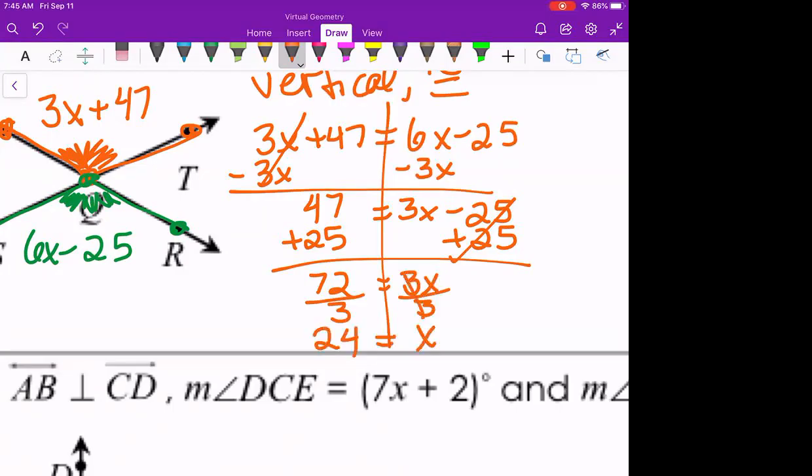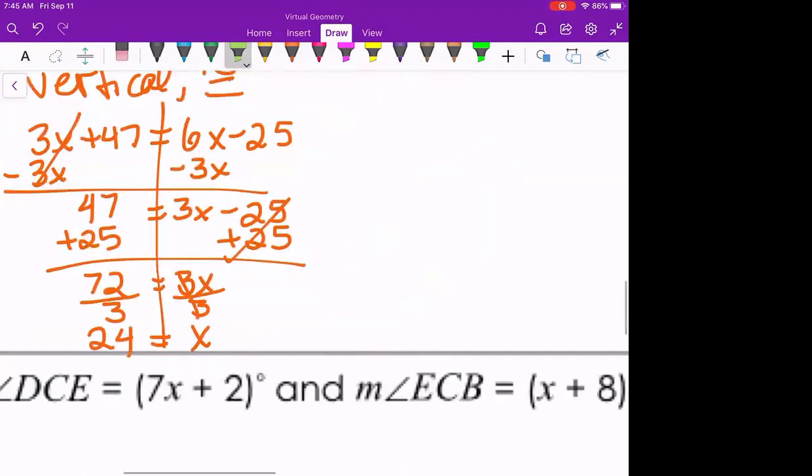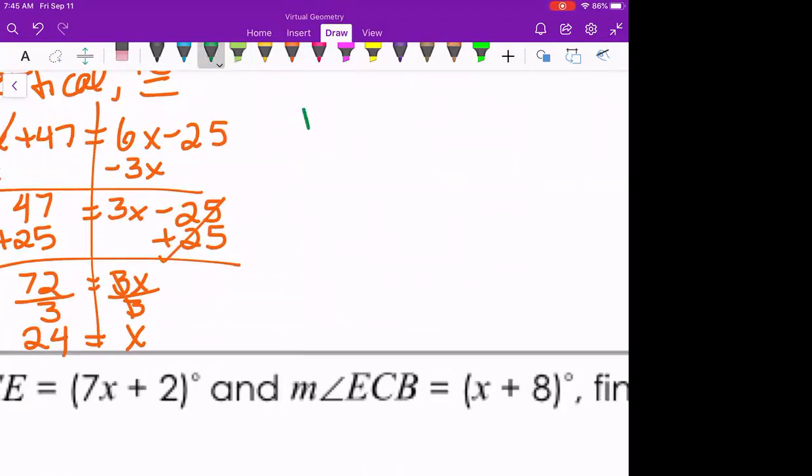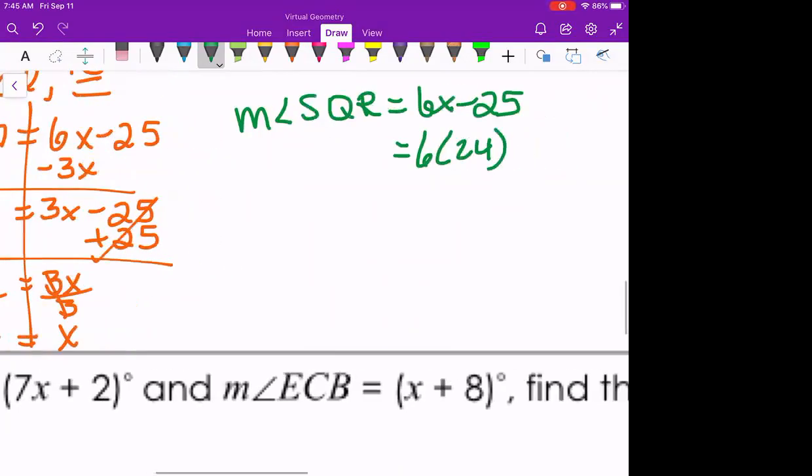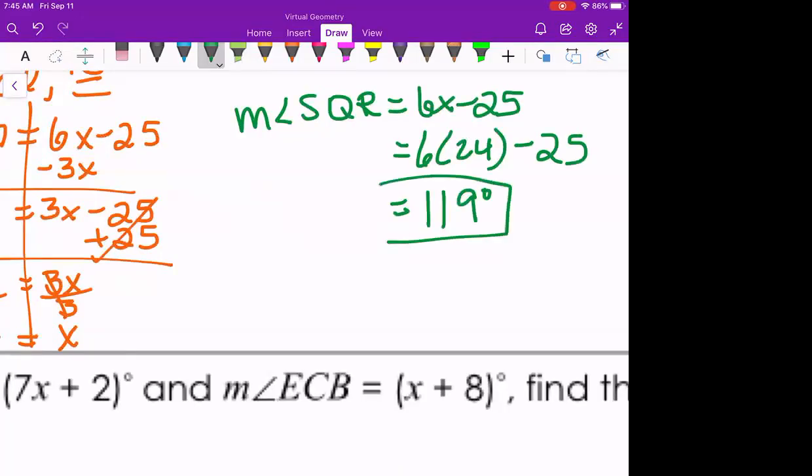Now we're not done, because again, the question wanted to know how much is the measure of angle SQR. So guys, we need to go back and plug it into our equation. So the measure of angle SQR was 6x minus 25. We know what x is, so 6 times 24. And then take away 25. And that gives us a total of, once we do that figuring, that is 119 degrees. There's our final.